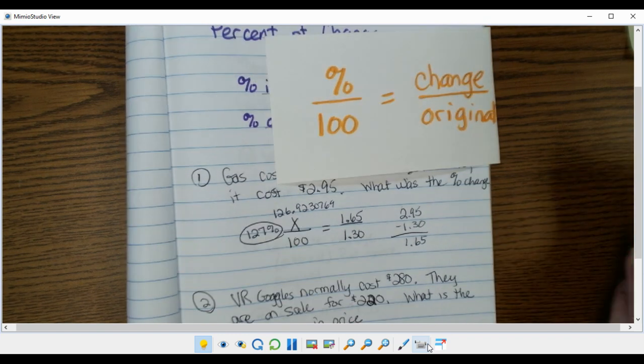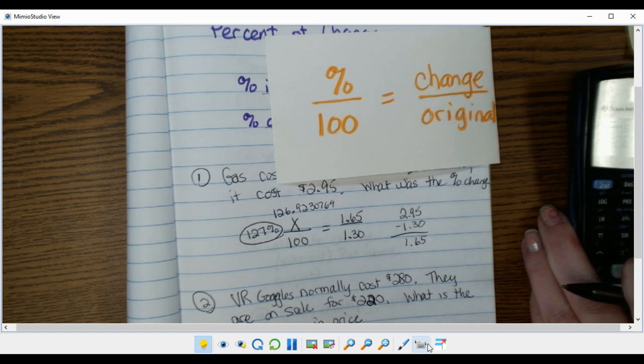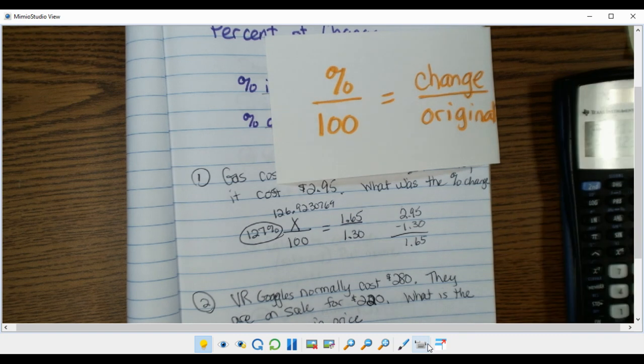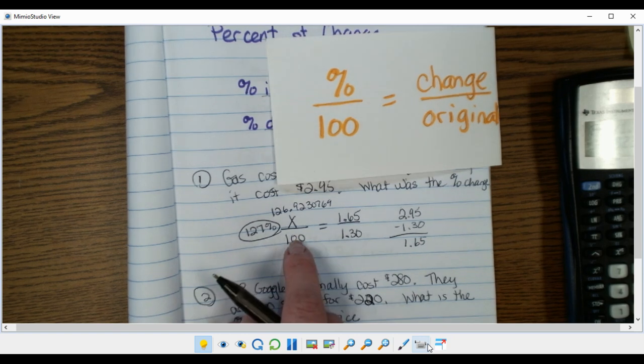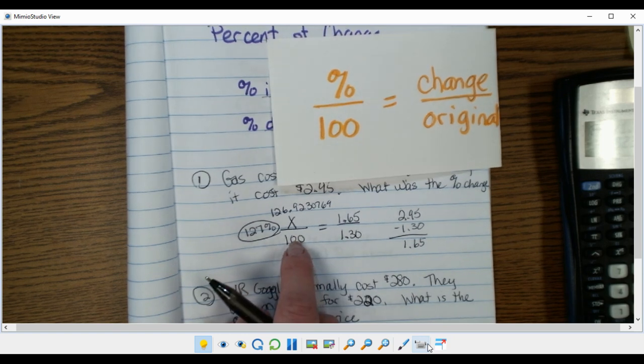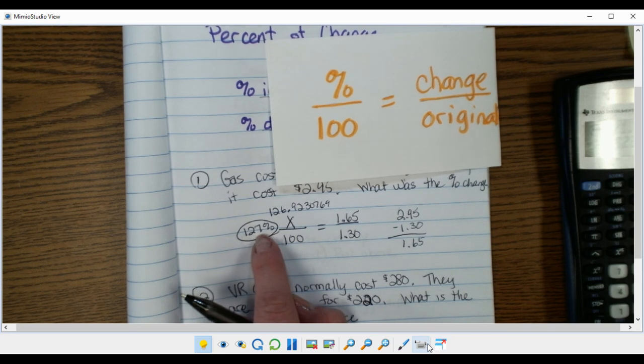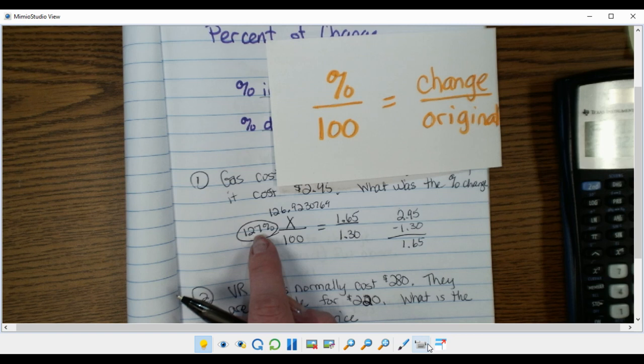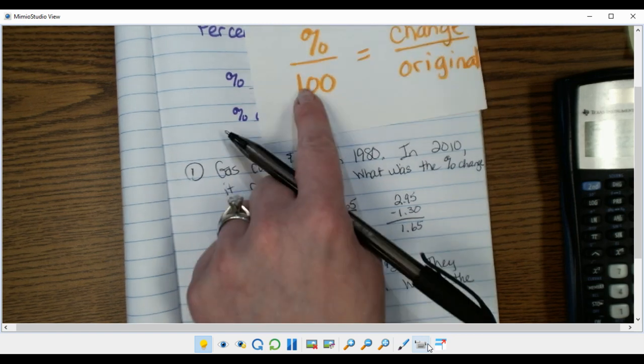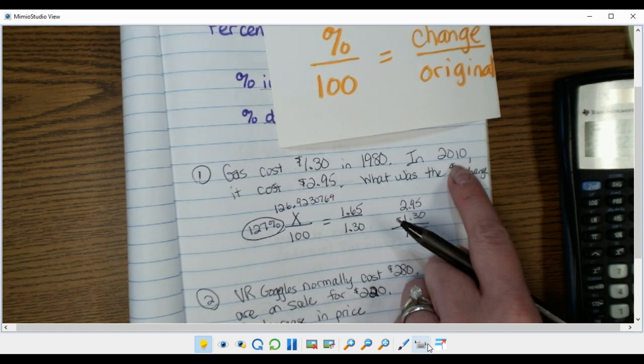Okay. What that means from this information, gas more than doubled over that time span, right? If we had 100 over 100, that means it was a 100% increase. It doubled. But we had more than 100%. It went up by a lot. 127% increase from 1980 to 2010.